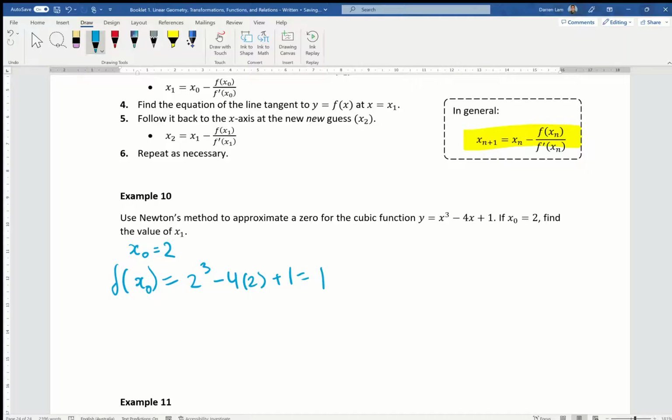Let's do the next thing. So the next thing in my formula says this one right here, which is f dash of xn. I'm going to skip a step because I'm assuming we're very comfortable with our derivatives. So if I substitute x0 into my derivative function, 3x squared minus 4, it ends up being 3 times 2 to the power of 2 minus 4. Substitute 2.